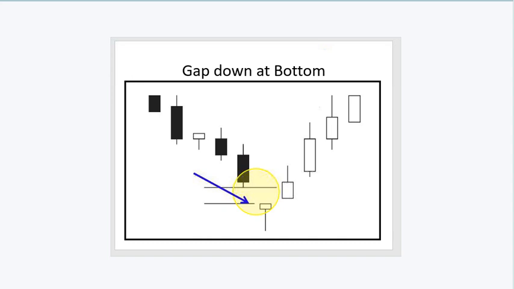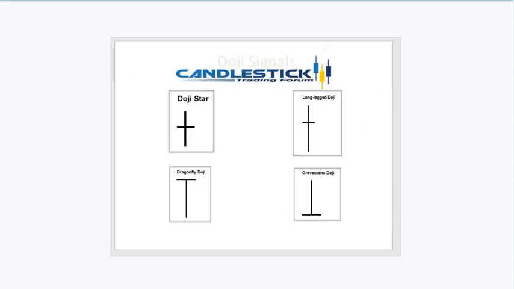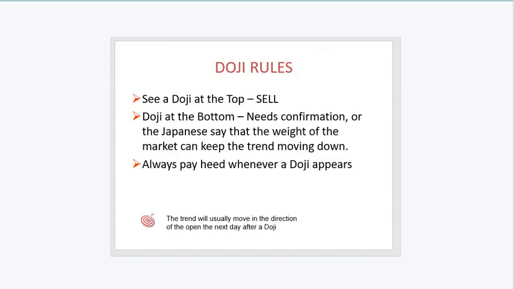Okay, so let's just look at the logic. If we know an indecisive trade or trading signal, the doji, represents a change of investor sentiment, and we know the simple rules that the Japanese rice traders apply to those signals: if you see a doji at the top, get ready to sell. If you see a doji at the bottom, you need bullish confirmation to tell you there's been a change of investor sentiment, or the Japanese rice traders tell us the weight of the market could continue to push that market down. You always pay heed when you see a doji because it tells you there's indecision going on between the bulls and the bears.